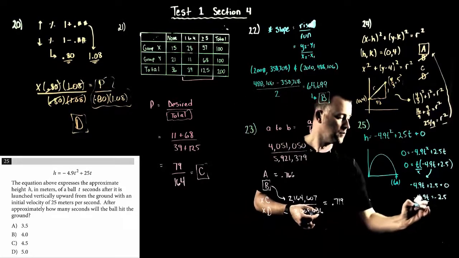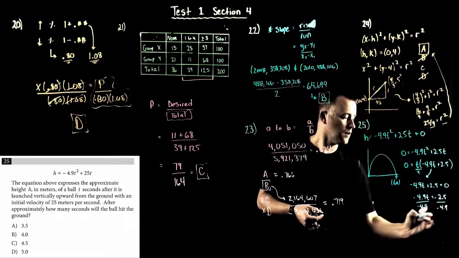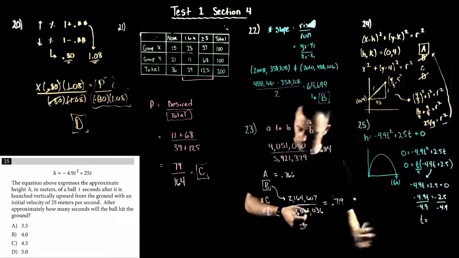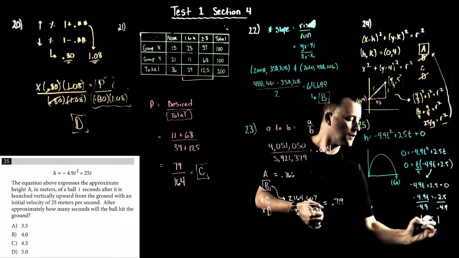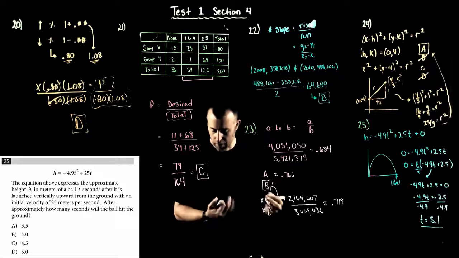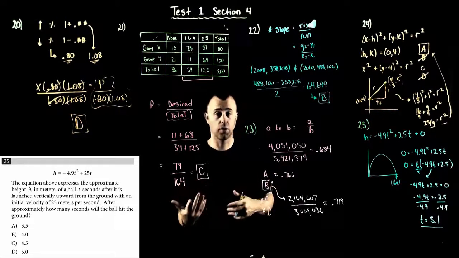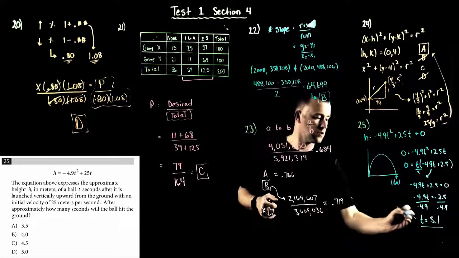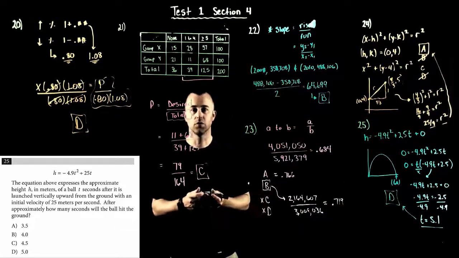So we're going to divide by negative 4.9 on both sides. And t, in this case, is going to divide out to be about 5.1. So we're looking to know when it hits the ground, and it says after approximately how many seconds. 5.1 is approximately 5, so your answer here is going to be D. So that's going to be number 25.